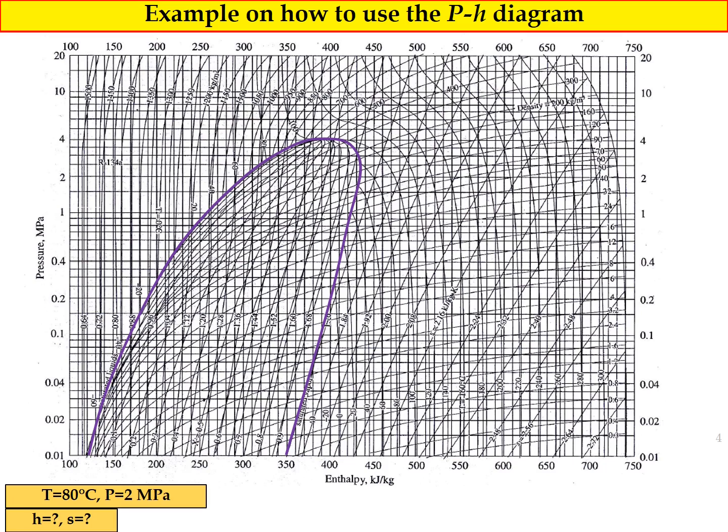Okay, so now on the PH diagram we have the saturation line, and then we need to identify the constant temperature line of 80 degrees Celsius as shown by the green line on the PH diagram. And then also we need to draw the horizontal line for the constant pressure of 2 megapascal. So from these 2 lines we can determine the intersection point for this condition. So from the point we can determine the value of entropy and also the value of enthalpy.